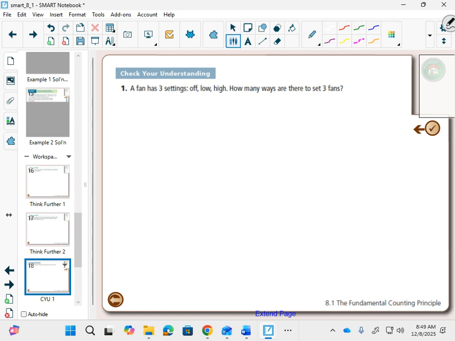Well, using the fundamental counting principle, you have 3 decisions to make. How am I going to turn on fan number 1? How am I going to turn on fan number 2? How am I going to turn on fan number 3? And each of them has 3 settings. So you have 3 choices for the first fan, 3 choices for the second fan, and 3 choices for the third fan, giving you 27 choices in total.